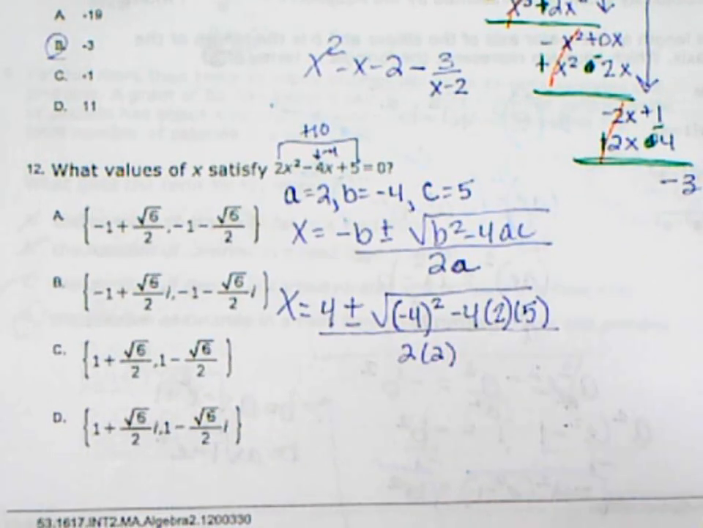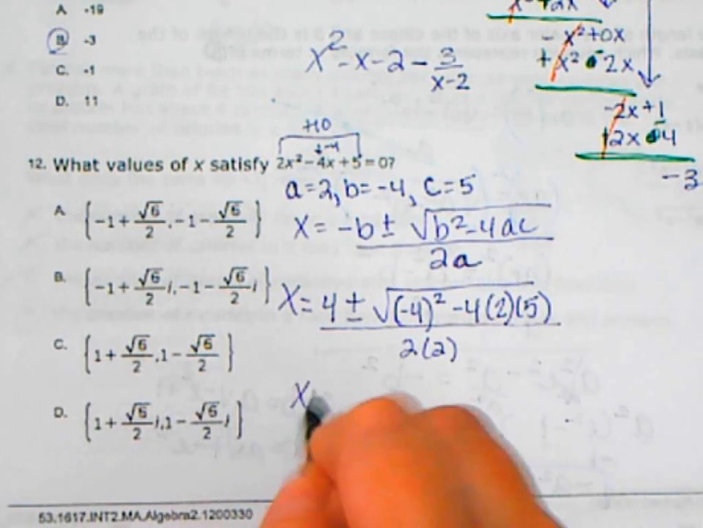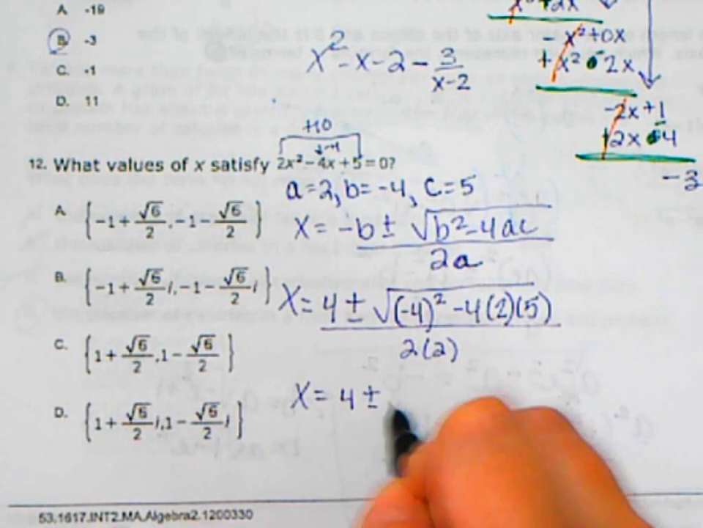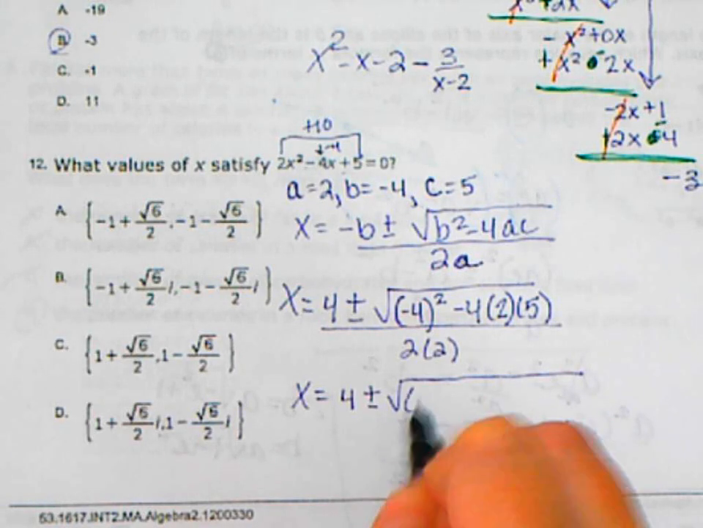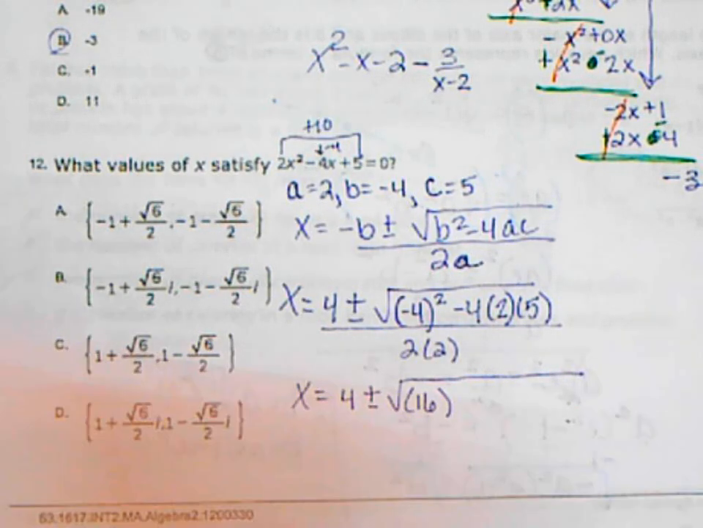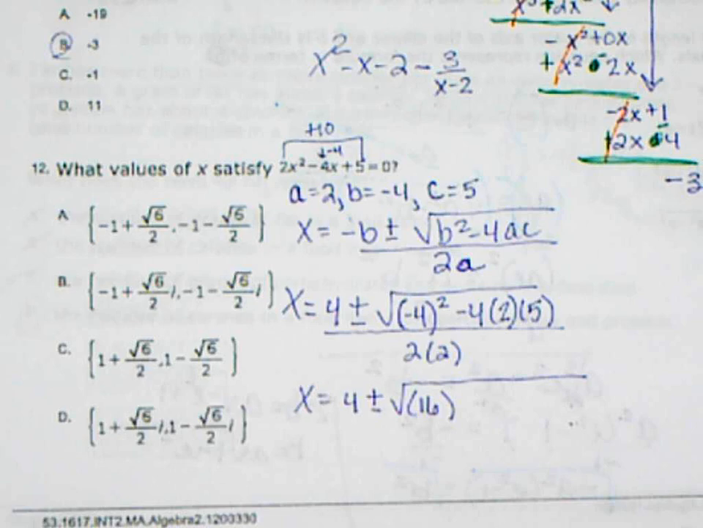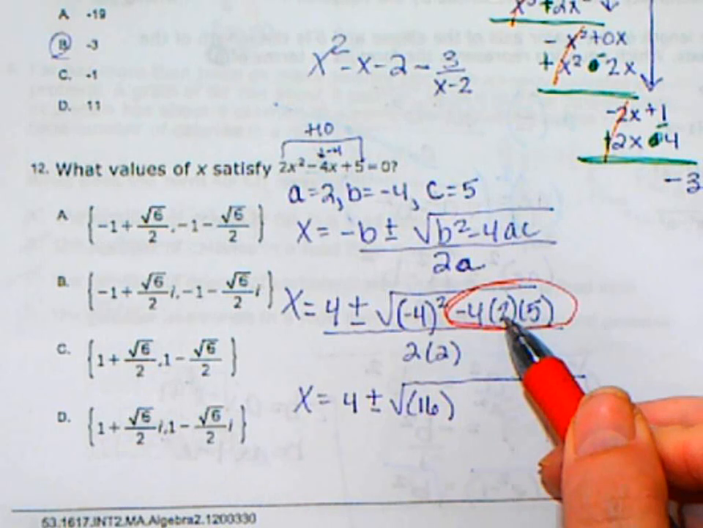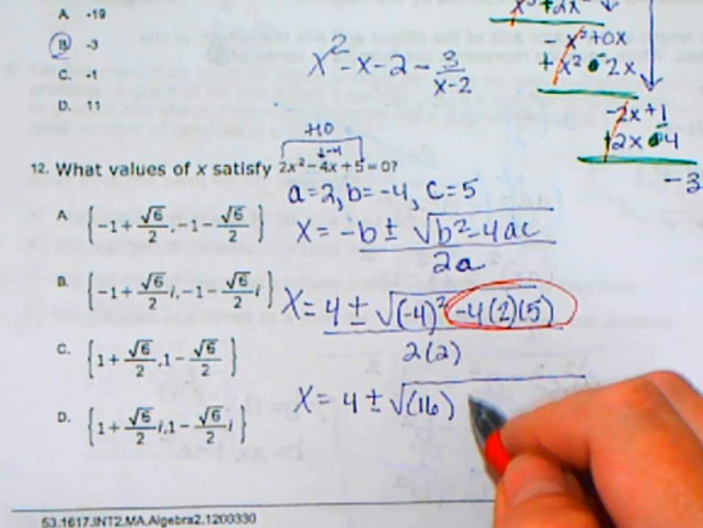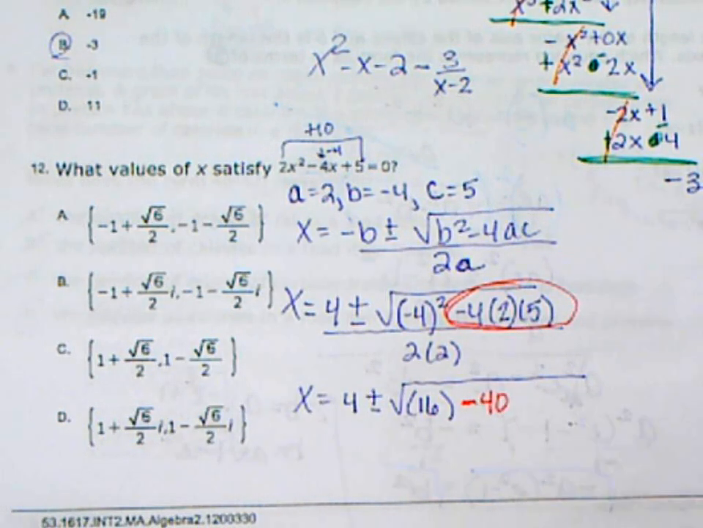I'm going to simplify under that radical. X equals 4 plus or minus -4 quantity squared, that's going to be a positive 16. And remember, I taught y'all to do the minus 4ac all together, including the negative. -4 times 2 is -8. -8 times 5 is negative or minus 40, however you want to say it.